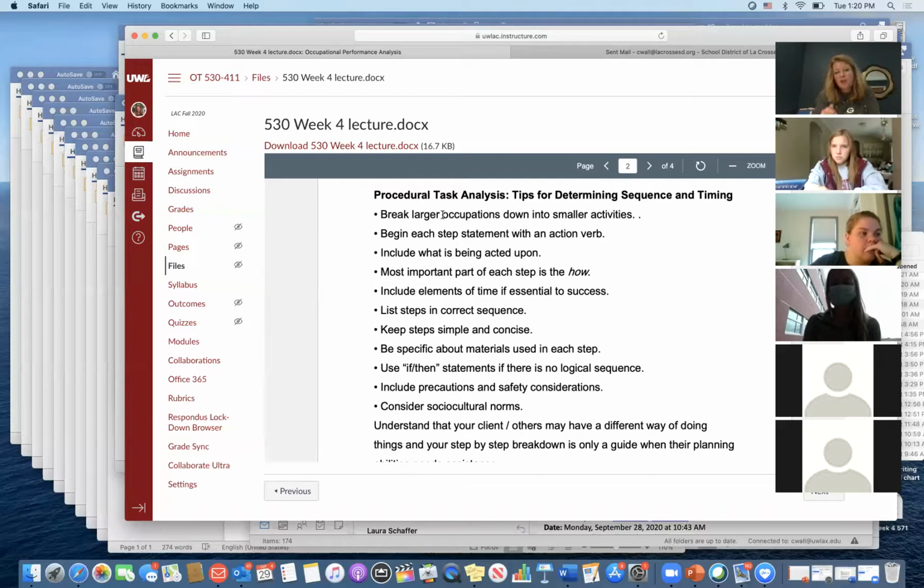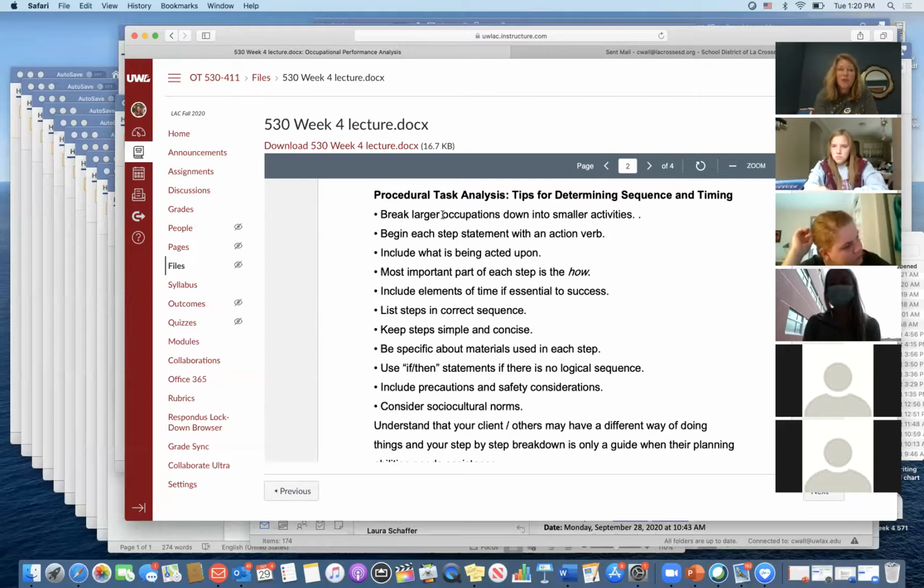So if you're going to do cooking, maybe you would want to break it down into just even gathering up the supplies and making sure they have all the supplies they need to make whatever it is they're making. As you break these down, you're actually going to write out the steps of what they're going to do, and you're just going to problem solve.